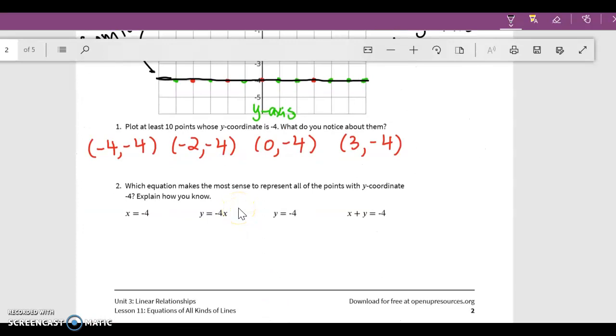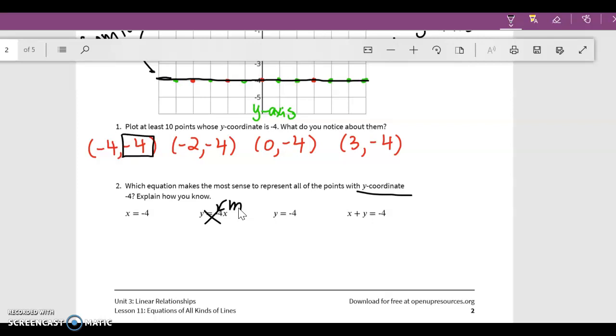Number 2, which equation makes the most sense to represent all the points with y coordinates at -4? Explain how you know. So x is -4, y equals -4x, y equals -4, x plus 4 equals -4. Remember, every time your coefficient of x, that means the number multiplying x, this is representing your slope. And looking at the graph, we know that the slope is not -4, so I know that this is not one of the equations.